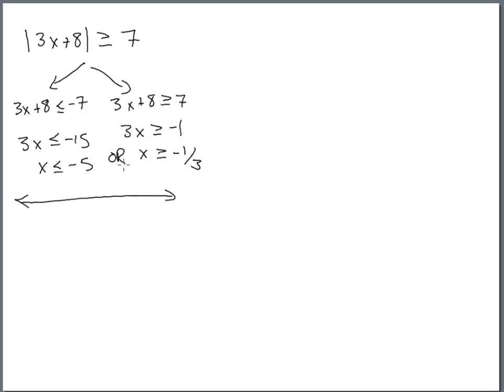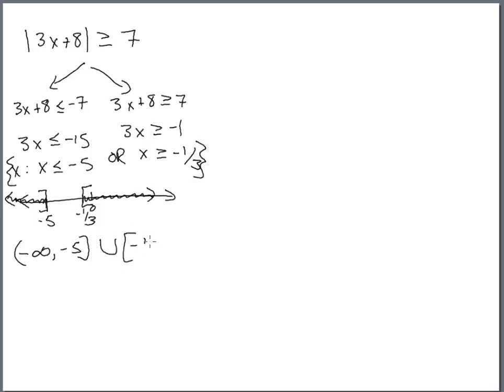And this is an OR statement because the numbers can be down in this area here, less than or equal to negative 5, or up in this area here, greater than or equal to negative 1/3, and that's a union. So set notation, graph, and interval: from negative infinity up to negative 5, union negative 1/3 to infinity.